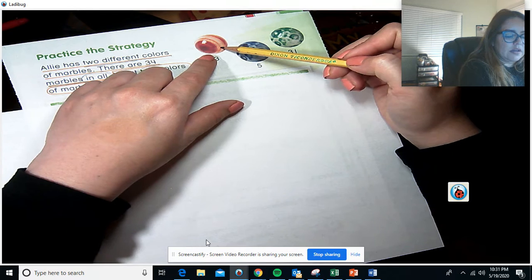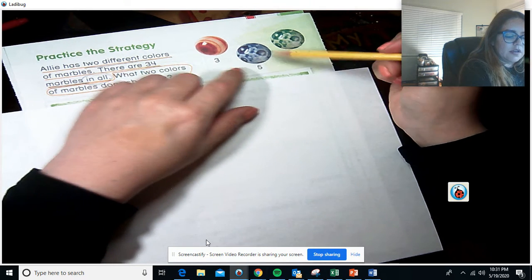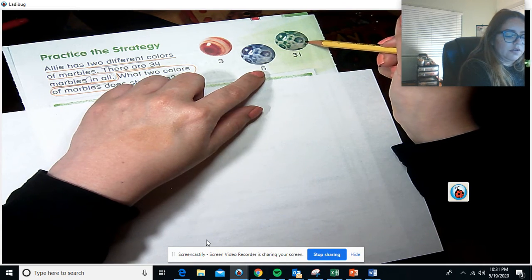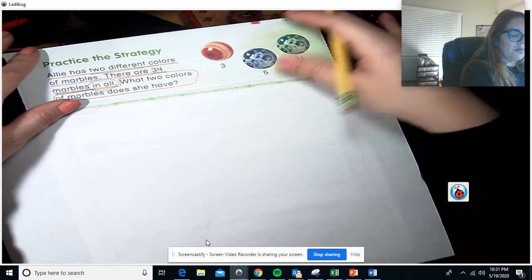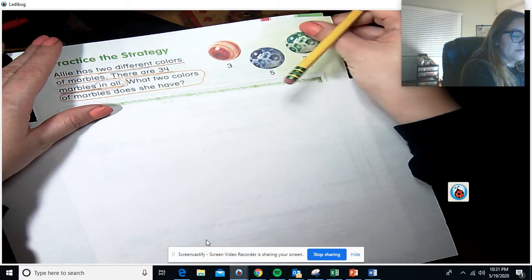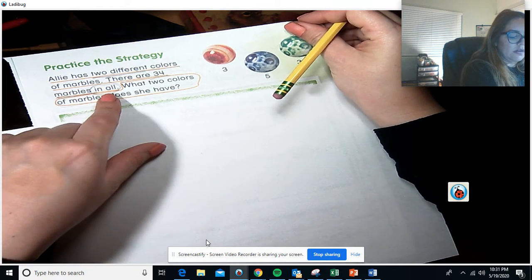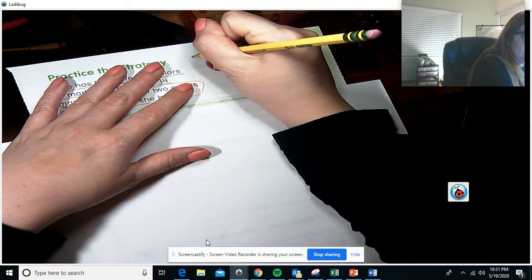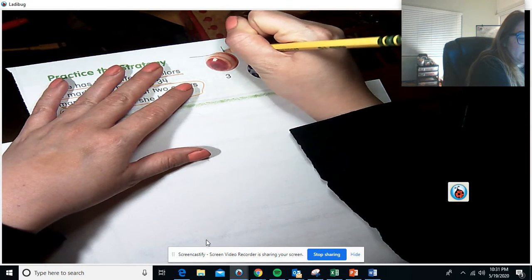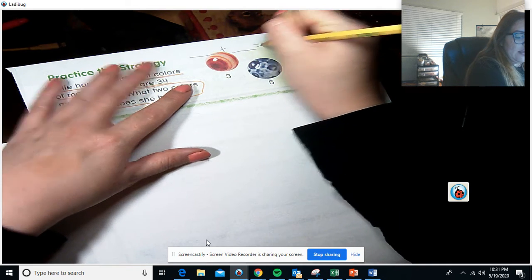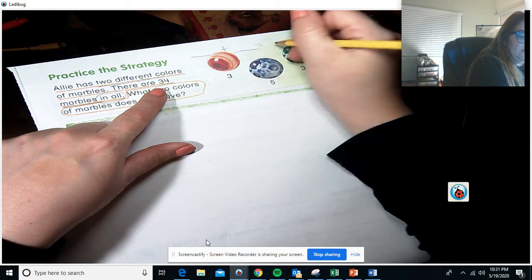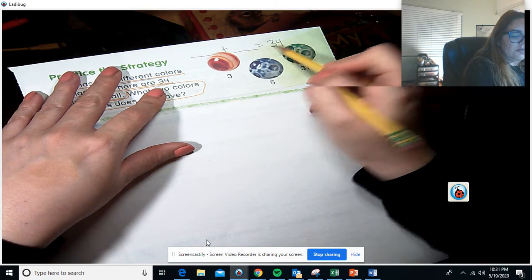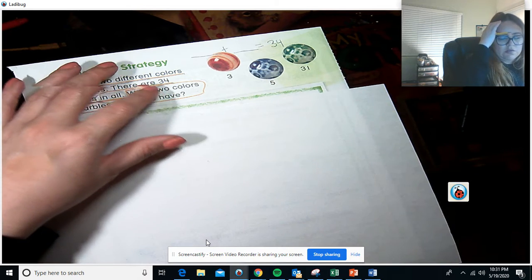So this red color, there's 3 marbles. There's 5 of this blue one, and there's 31 of this green one. So remember, I want you to think of it like she saw 34 marbles in all, but she only saw 2 different colors. So we want to find out which 2 colors she saw, and in all, she saw 34. So what plus what equals 34? Which of these 2 numbers equals 34?